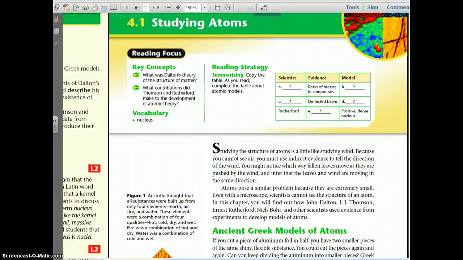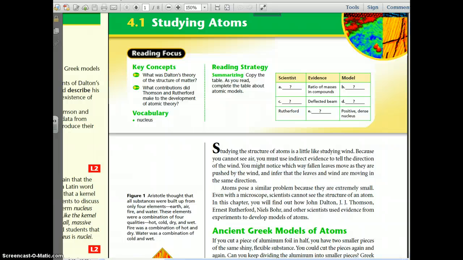It says studying the structure of atoms is a little like studying wind because you cannot see air. You must use indirect evidence to tell the direction of the wind. You might notice which way fallen leaves move as they are pushed by the wind and infer that the leaves and wind are moving in the same direction.